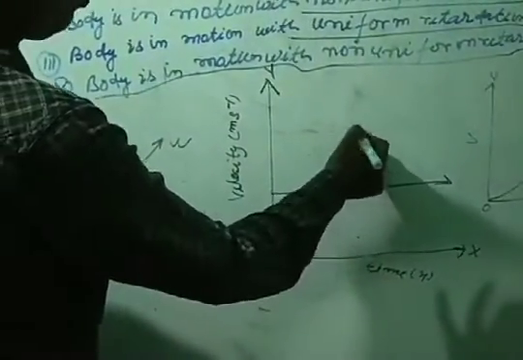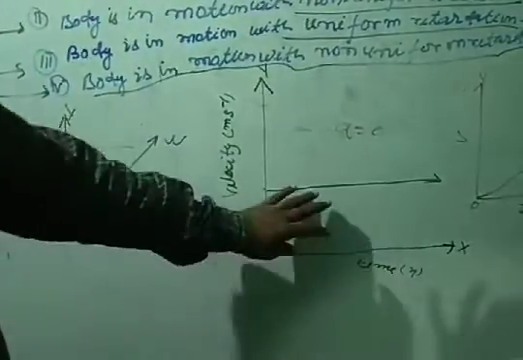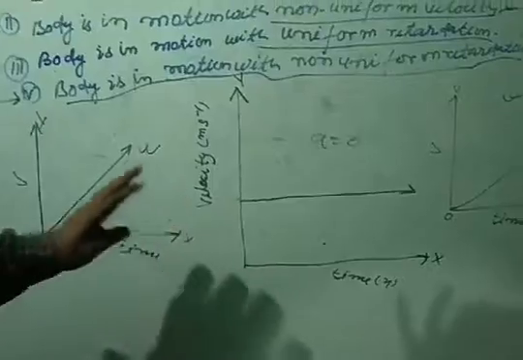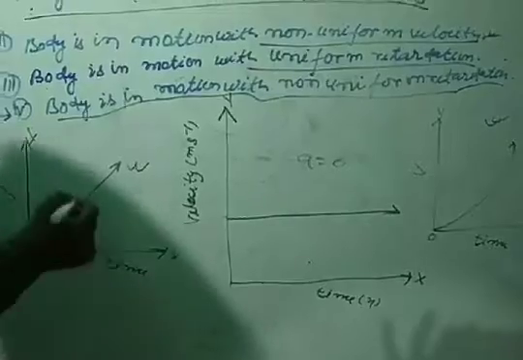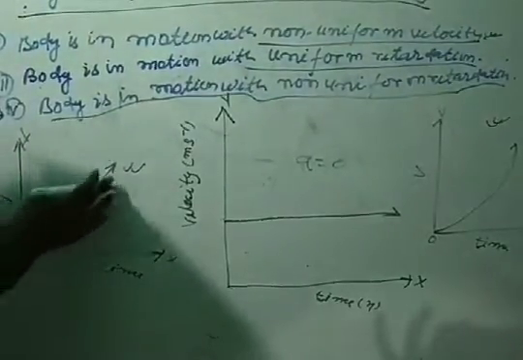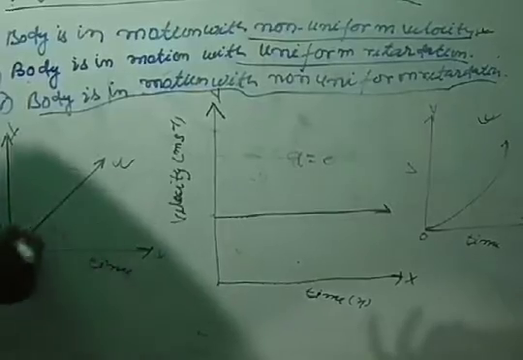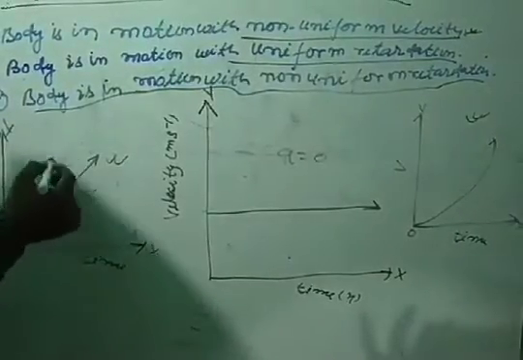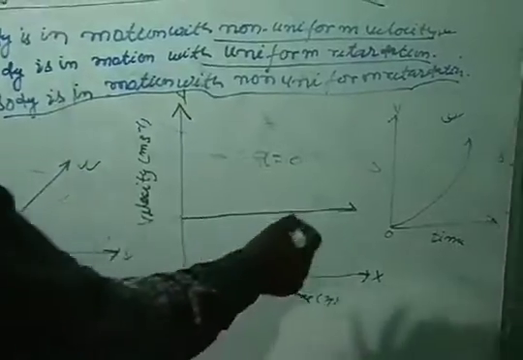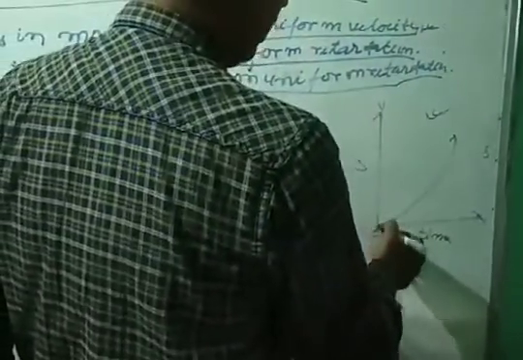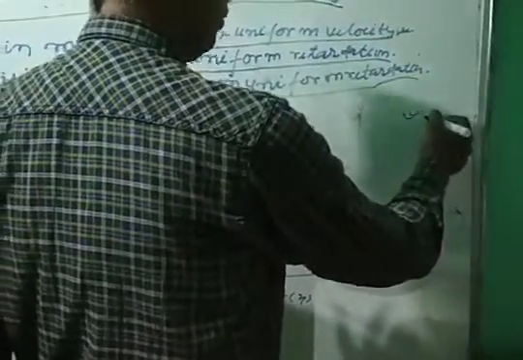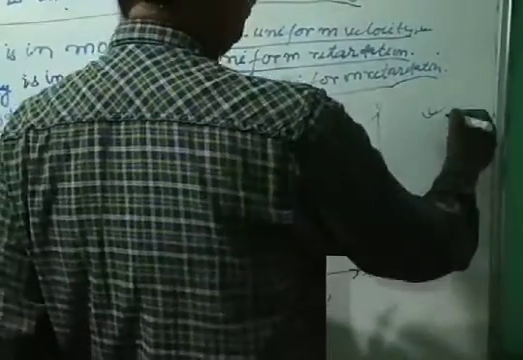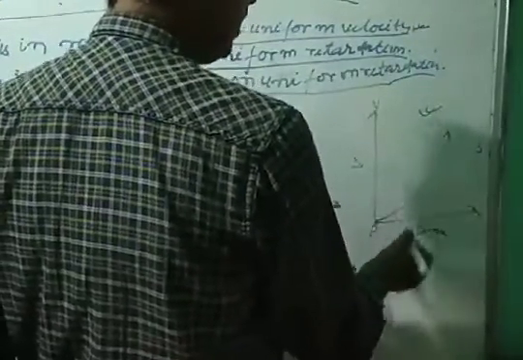Here acceleration is 0, means the body is moving with uniform velocity. The graph is parallel to time axis, and in this case the graph is a straight line inclined to time axis, and this shows the uniform acceleration of the body. And here the graph shows a curved line. Here velocity is non-uniform, and acceleration is also non-uniform. Here both acceleration as well as velocity are non-uniform.